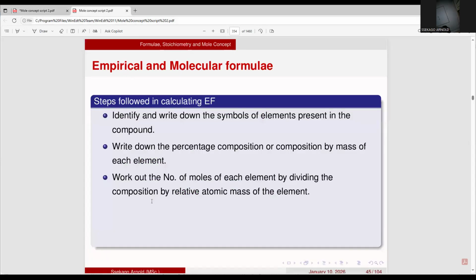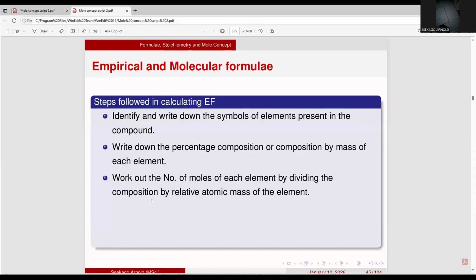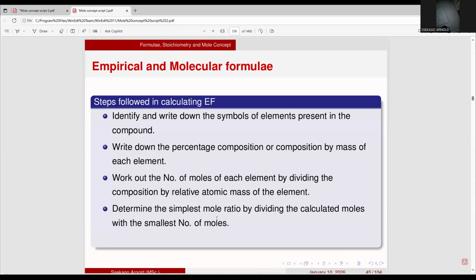What does the next step say? Step 4 says determine the simplest mole ratio. Determine the simplest mole ratio by dividing the calculated moles by the smallest number of moles. So you divide by the smallest number of moles.